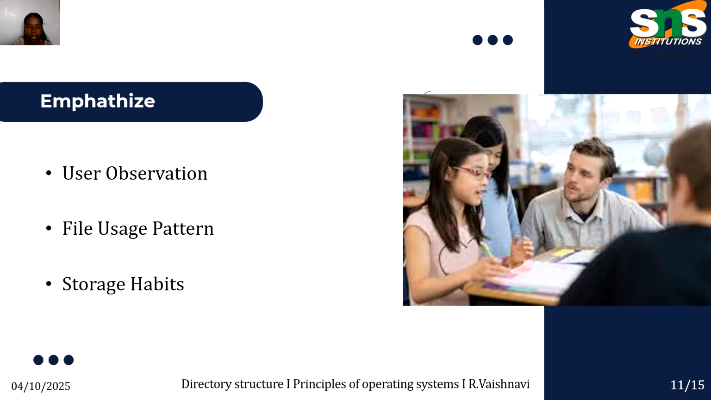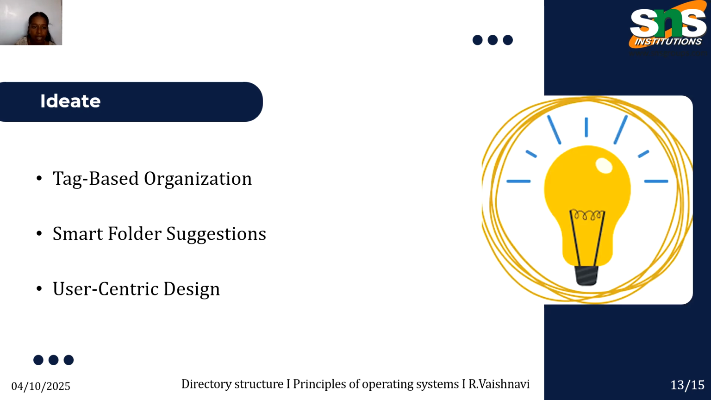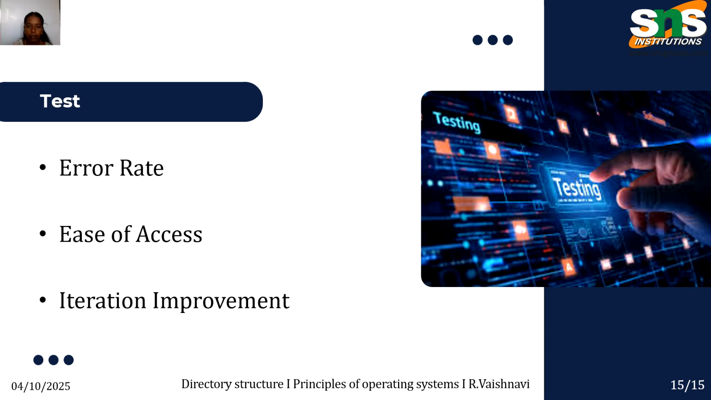In this problem statement, we have empathize. We can get an idea from user observation, the file usage pattern, and the storage habits. In the second stage, that is the define stage, we have the cluttered directory, file organization, and the search difficulty. In the third stage, we get an idea about the tag-based organization, the smart folder suggestions, and the user-centric design. In the fourth stage, that is prototype, we have the folder hierarchy model, search optimization tool, and the mock dashboards. Fifth stage will be the testing stage. In the testing stage, we have the error rate, the ease of access, and the iteration improvement.